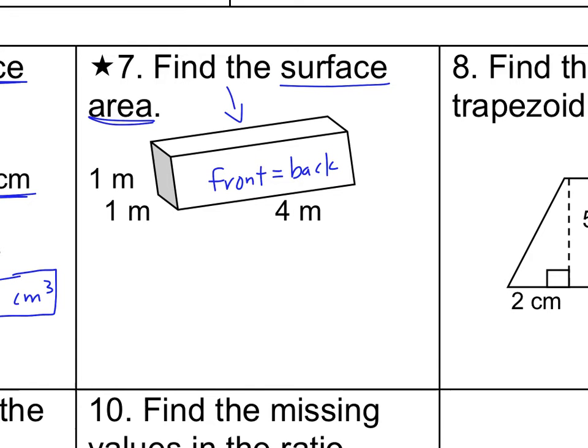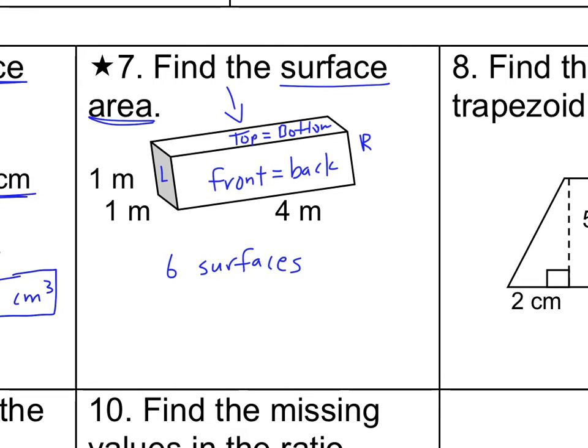And then the left, which is this one right here, is going to be the same as the right, right? Those are going to be equal. And then the top is going to be the same as the bottom, which we can't see. But that way we can always remember that there's still 6 of them, right? There's still 6 surfaces on a rectangular prism.